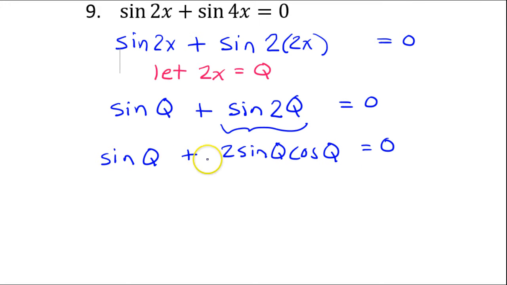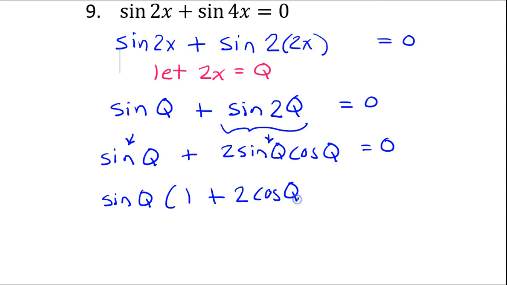Let's see, what do we have here? I see that we have a common factor. We have sine q over here, and over here we have another sine q. So I'm going to take out that common factor. So that's going to leave me with sine q times 1 plus 2 cosine q.